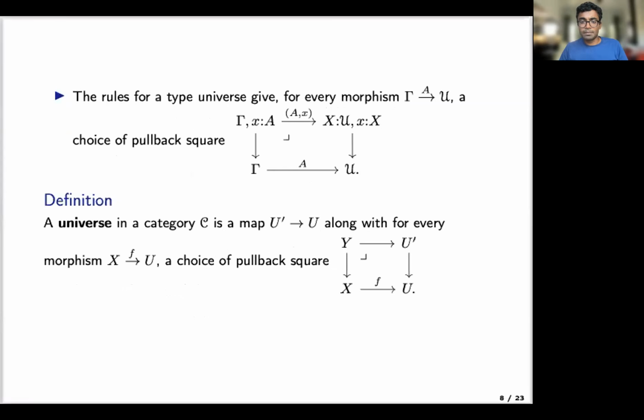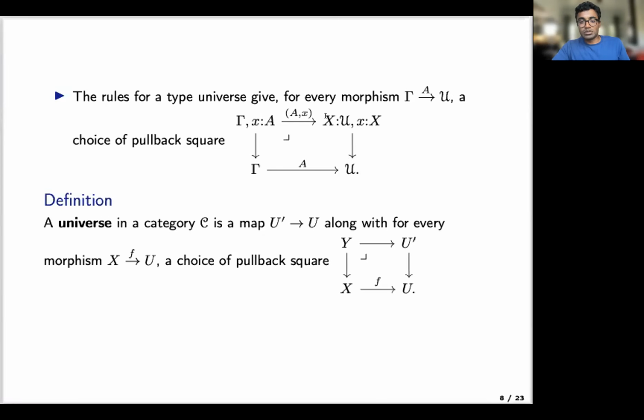All right. Okay, so what about a universe? So a universe, well, I won't get into details of what kind of universe and hierarchies of universe, et cetera, et cetera. Essentially, what a universe says is that given a map from a context, that it is a type. There is a type U that doesn't depend on anything. And given a map from a context into U, there is some choice of pullback square of some type that depends on U.